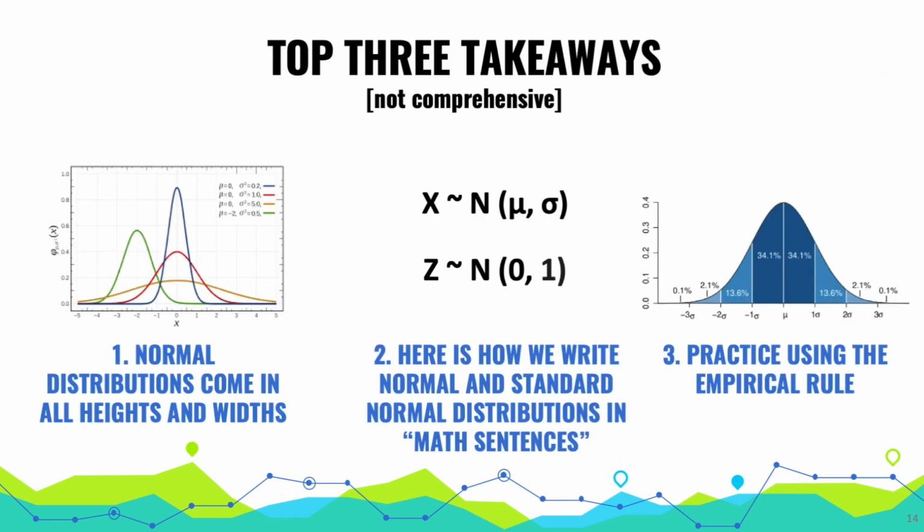All right, our top 3 takeaways from this video. Again, these are not comprehensive, but they're just to make sure we're on the same page. Remember, normal distributions come in all heights and widths. We can stretch them or squish them together horizontally, or we can move them around so that their means are equal to different values. However, as long as they follow the normal distribution shape, we can convert between them using a standard normal distribution. Also, number 2, remember this is how we write normal and standard normal distribution in math sentences or mathematical notation. Make sure that you memorize these. And number 3, practice using the empirical rule, adding together the sections between standard deviations on the x-axis by calculating these probabilities.